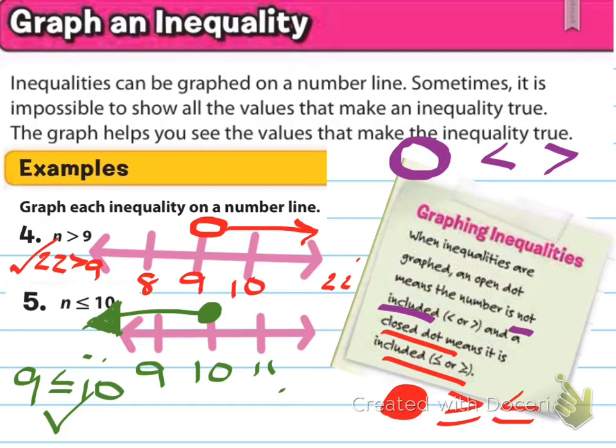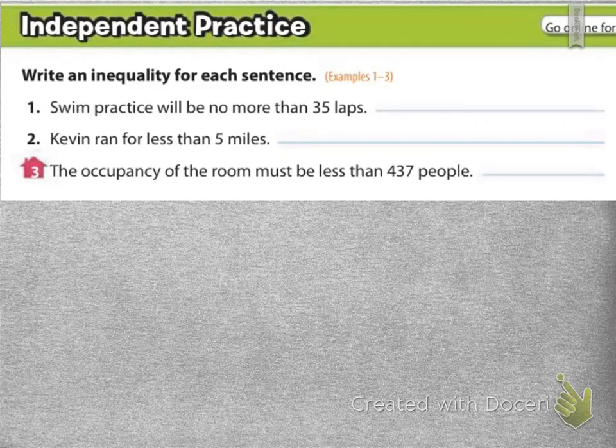And if it's 11 that works, then you went the wrong way. You can move your arrow. In that case, it's not going to. So independent practice, write an inequality for each sentence. This again is something that we did in class or as homework. Swim practice will be no more than 35 laps.